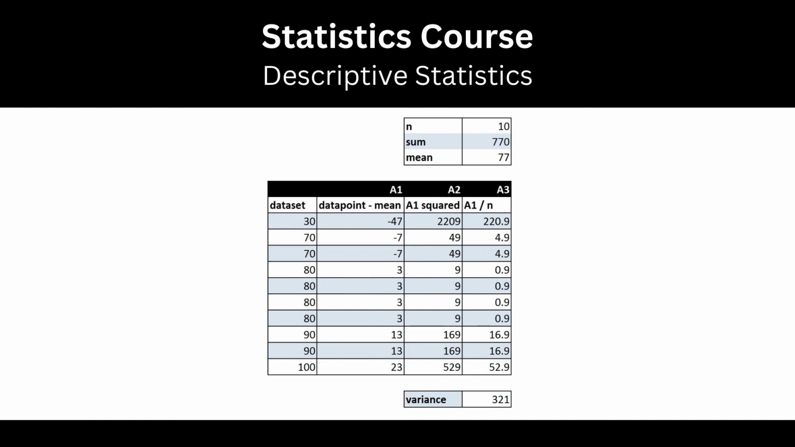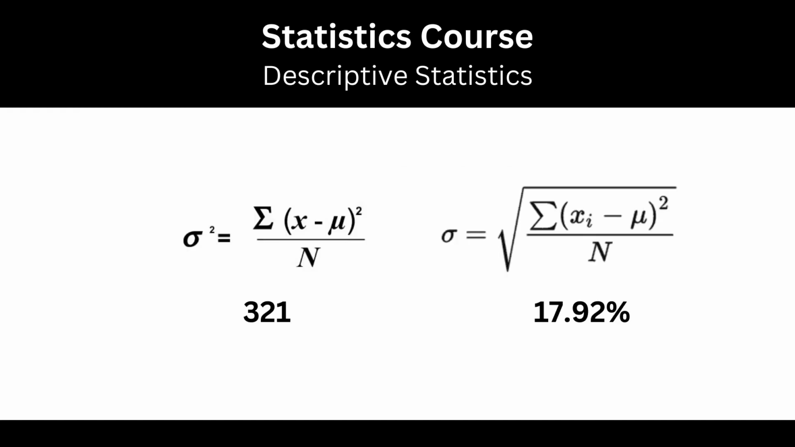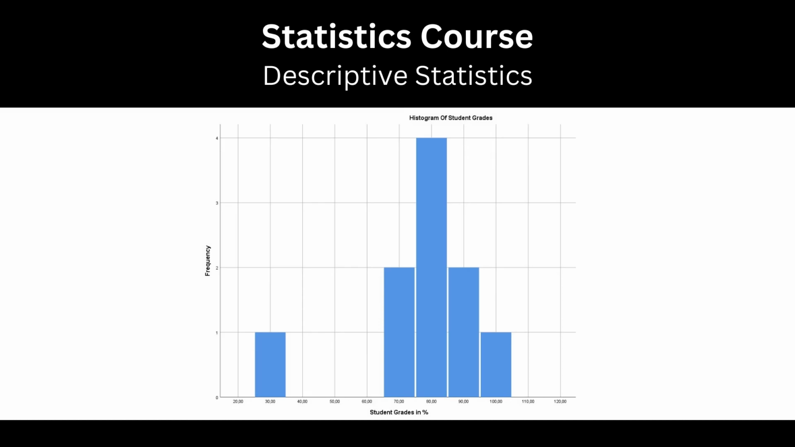If you have a calculator with variance function, you can do this directly. If not, you can do a table like this and sum all the values. Variance is measured squared. So to relate it to our data points, we find the standard deviation, which is the square root of the variance, giving us 17.92%. This means that on average, grades deviate 17.92% from the mean grade. In other words, 17.92% is one standard deviation from the mean. So 2 standard deviations is 2 times 17.92, and so on.